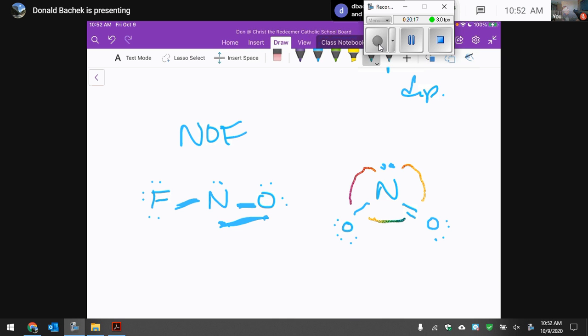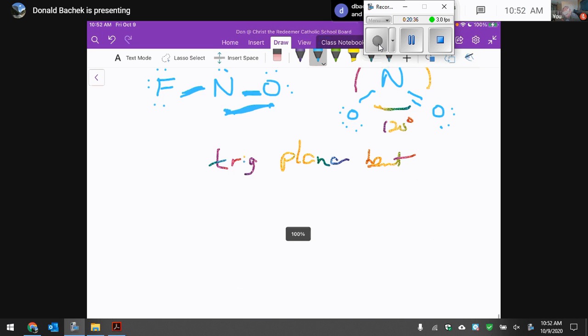The bond angle on this one, by the way, was 120. If you remember, this is called trigonal planar bent. And of course, it's polar dipole dipole. All right. Good. Let's go to the next one here. Questions. If you got questions, just yell out something.